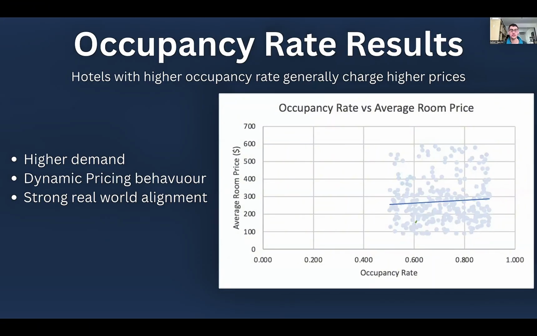One of the clearest relationships in the model was between occupancy and room prices. Hotels with higher occupancy rates generally charge higher prices. This suggests that stronger demand allows hotels to increase prices, which aligns closely with real-world hotel pricing behavior.